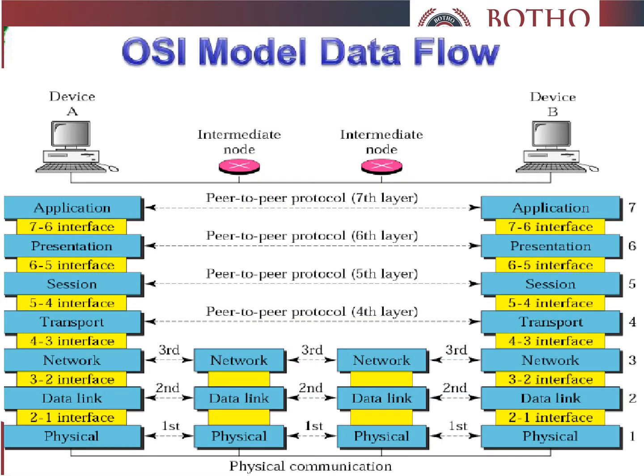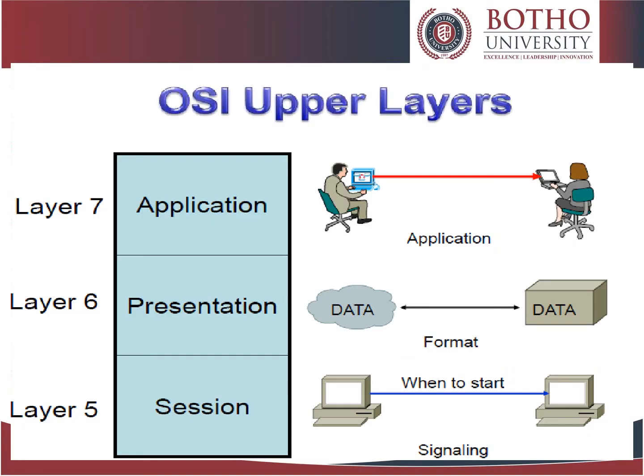The Open Systems Interconnection Model (OSI model) is a conceptual model that characterizes and standardizes the communication functions of a telecommunication or computing system without regard to its underlying internal structure and technology. Its goal is the interoperability of diverse communication systems with standard communication protocols. The model partitions the flow of data in a communication system into 7 abstraction layers.